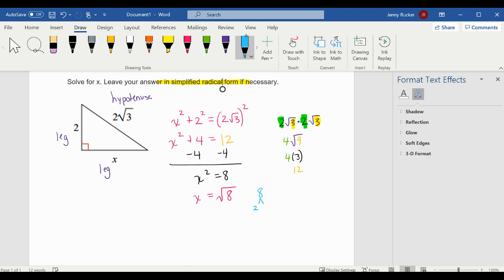which would be 2 and 4, 2 and 2. So the square root of 8 is really the square root of 2 times 2 times 2. We have one pair of 2's that will exit, because 2 times 2 is 4. The square root of 4 is 2. So that's 2 square root of 2. So our final answer is x is equal to 2 square root of 2.